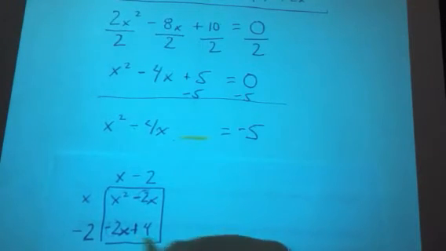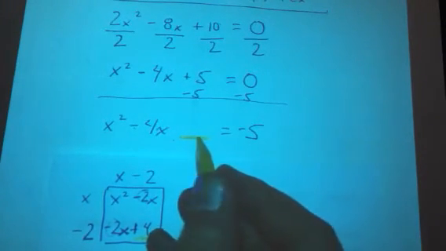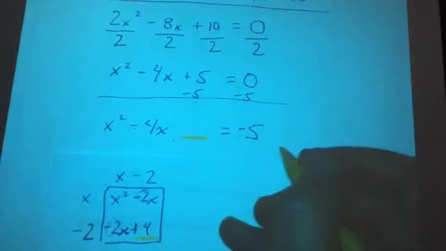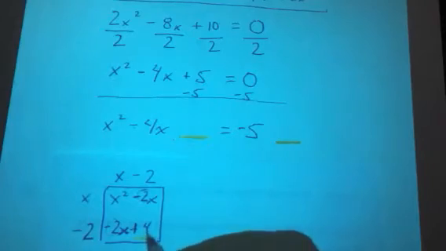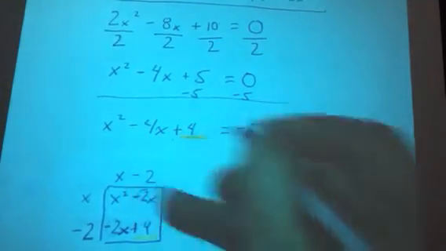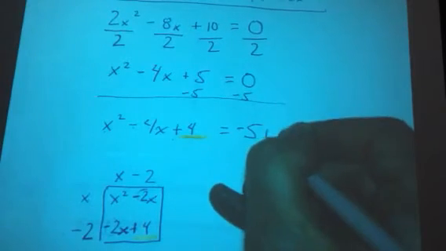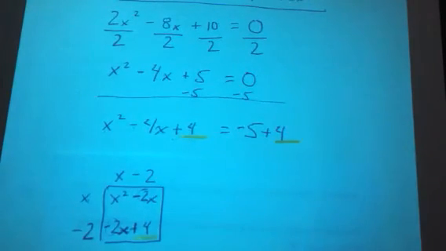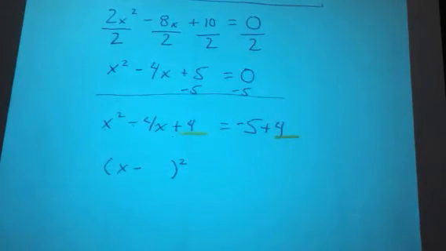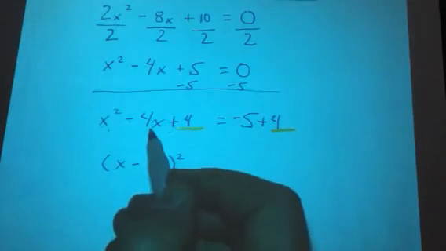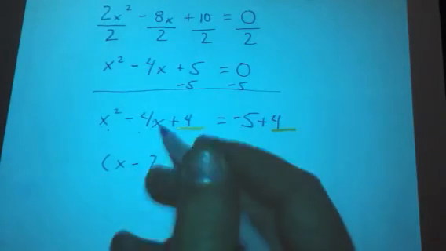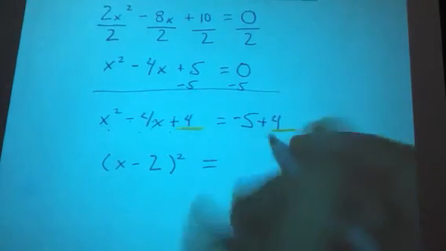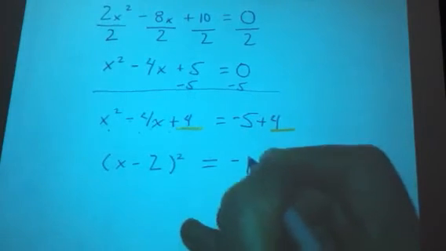And that is what is going in the blank here. If it goes in the blank here, it also needs to go in the blank here. Because what we're doing is we're adding this 4. If we add it here, we have to add it here so that the equal sign continues to tell the truth. So what is this x squared minus 4x plus 4? It is x minus 2 squared. They are the same thing. And this equals negative 5 plus 4, negative 1.